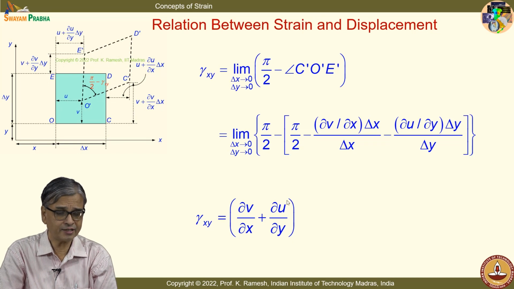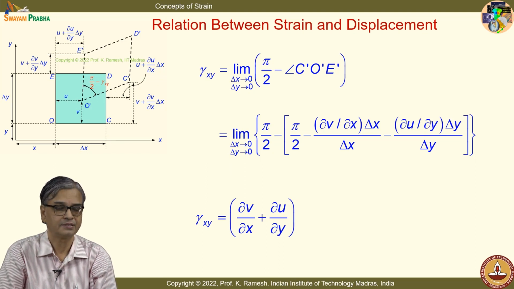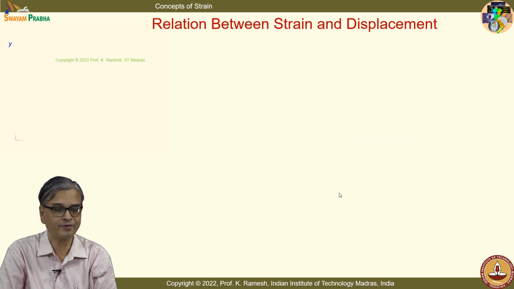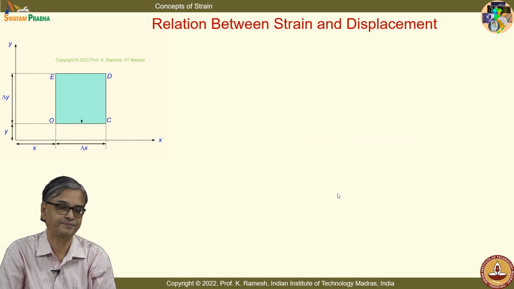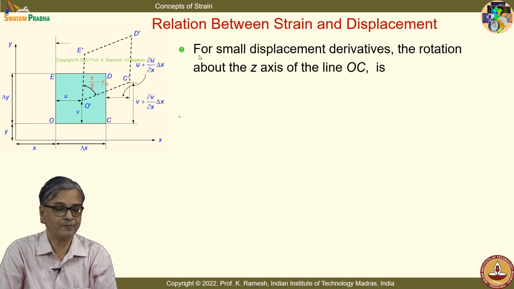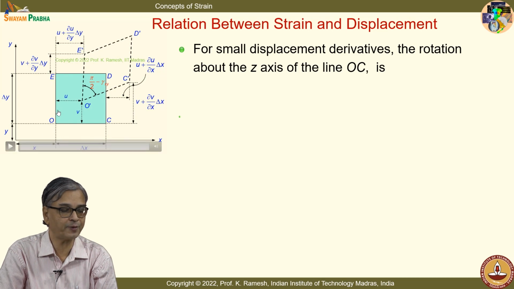Now I said, in addition to the strain components, you will also have to recognize what contributes to rotation. And you have all that available in this diagram. So we will look at the rotation. How do I express the rotation? We have also recognized that this is rotating about z axis, because I have this as x and y, z is perpendicular to this.